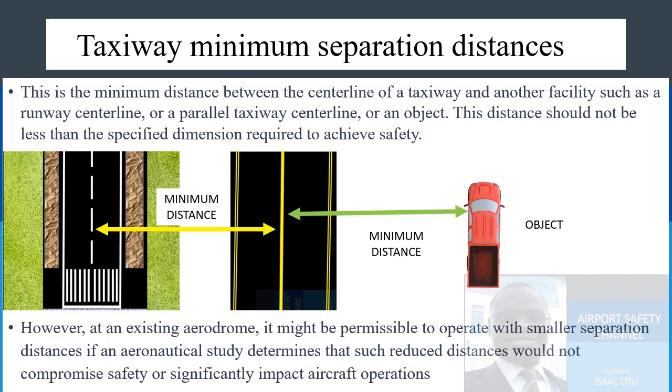These separation distances have been standardized in the Annex 14 and usually adopted by CAAs for airports to implement. However, at an existing aerodrome, it might be permissible to operate with smaller separation distances if an aeronautical study determines that such reduced distances would not compromise safety or significantly impact operations.